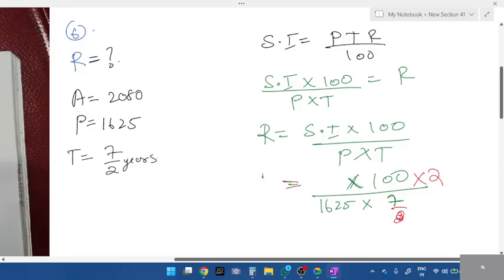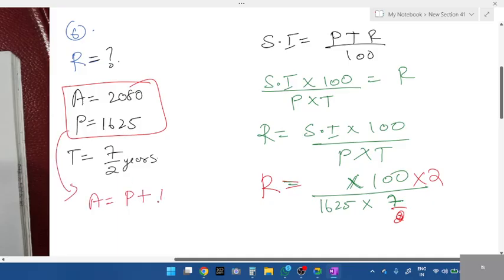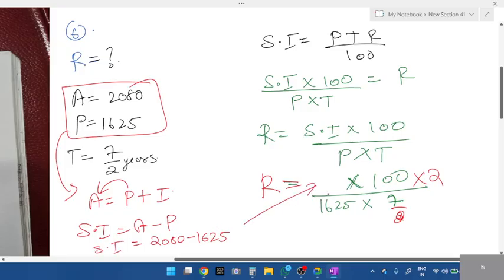Now, we need to find rate. Even simple interest is missing. How do you find simple interest when amount and principal are given? What is the formula? Amount is equal to P plus interest. If I want to find simple interest, which one goes to the other side? P. So 2080 minus 1625 will give you what? Simple interest. Once you find this, we'll substitute here and find the answer.